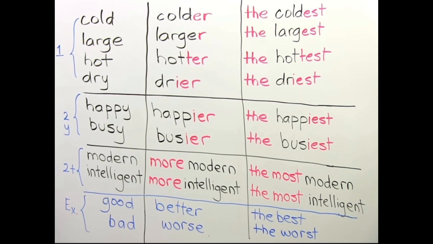So when we start with one syllable words or really short words, all you have to do is to add an ER sound. So, for example, the basic adjective is cold. The comparative adjective is colder. And the superlative adjective is the coldest. Cold, colder, the coldest. You remember to say the coldest.